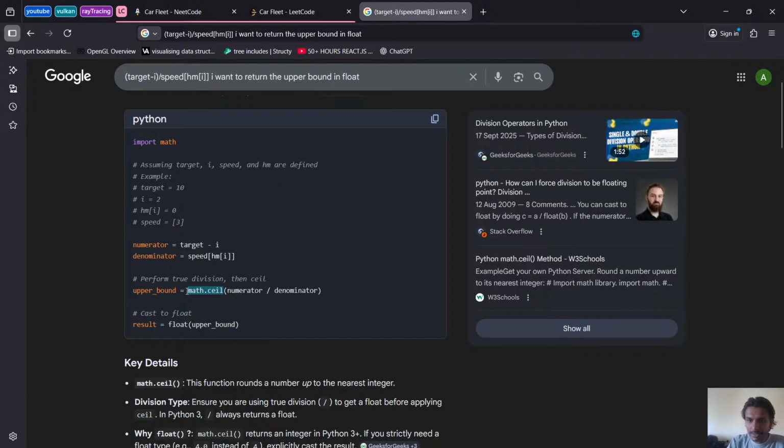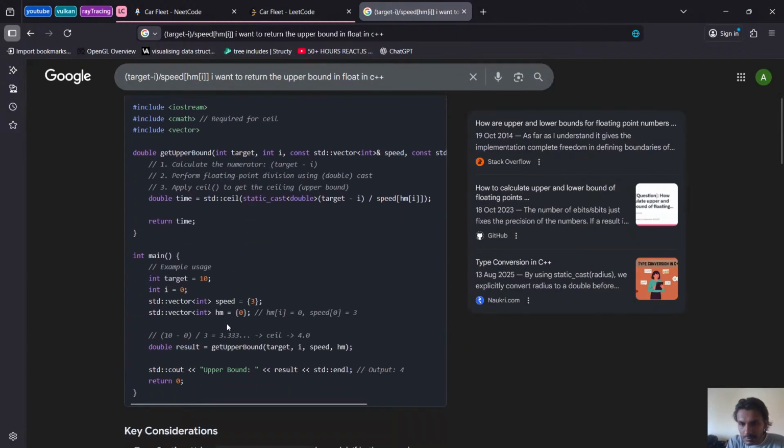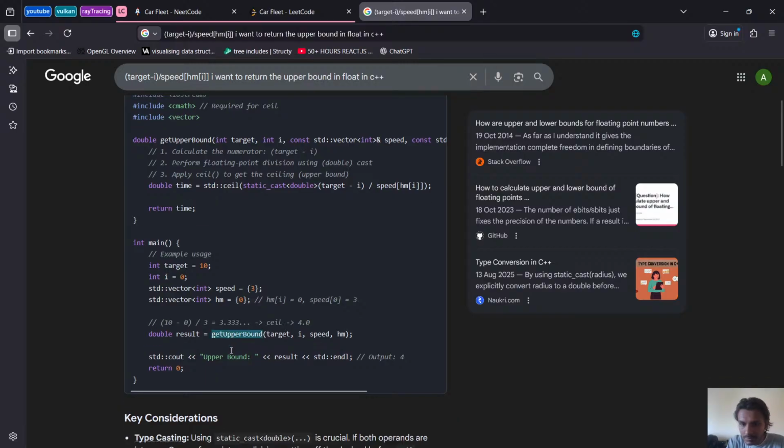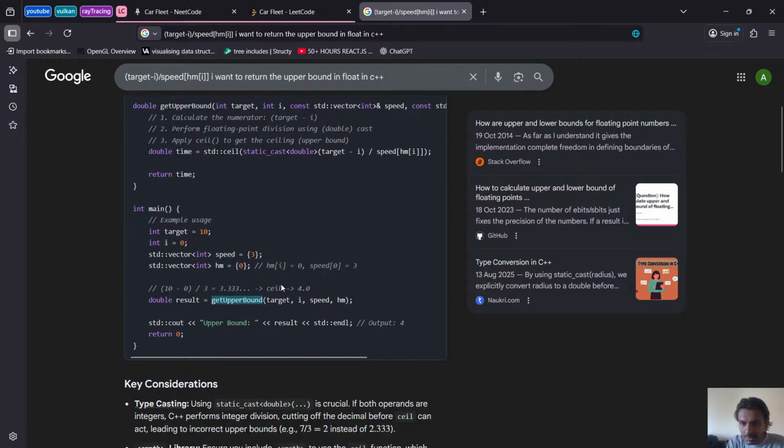So we use the function math dot ceil in C++. Target minus position, and speed is equal to 3. Target minus position divided by speed, that gives the upper bound. It's a little bit complicated.